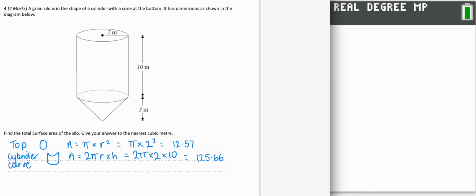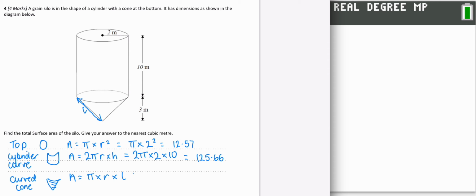And then the last thing I have is the curved part of the cone. So that's this part here at the bottom. And the area of this is equal to pi times the radius times the length. And the length is actually this length here, which is the curved length.